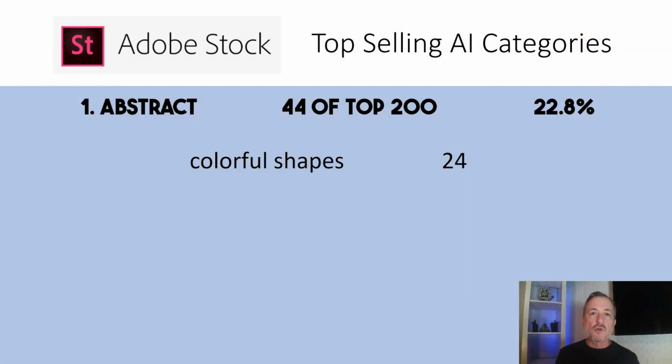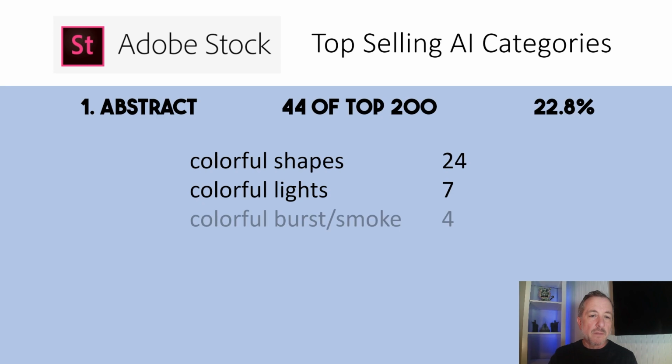So abstract, this again, the no-brainer, the colorful shapes, the different weird designs that are hard to categorize. They're just different stripes or cutouts or paint splatters, those kind of things. 24 of the top 200 were of this. Again, highly competitive. I wouldn't suggest you spend a lot of time there. Colorful abstract lights. There's less of those than there are these kind of paint splatters. So maybe some opportunity there.